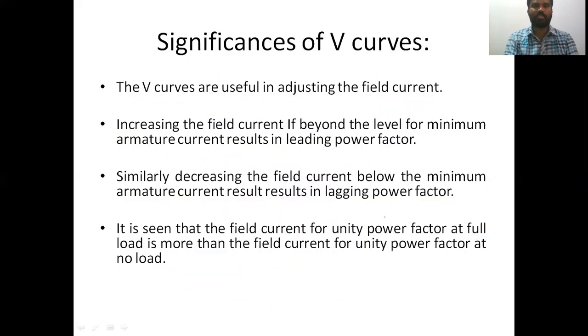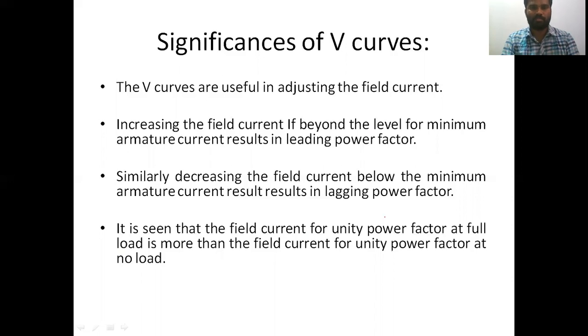So let us see the significances of V curves. Usually the manufacturers of the motor will give all the V curves and inverted V curves for different load levels. So when the machine is running at half load condition, it may be running at lagging power factor. If you want the machine to be running at nearly unity power factor, you can adjust the field current corresponding to the graph given by the manufacturer.